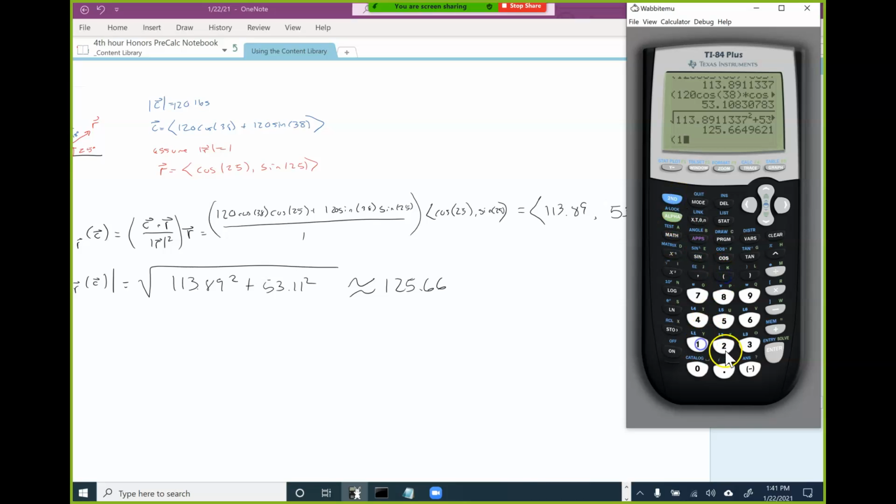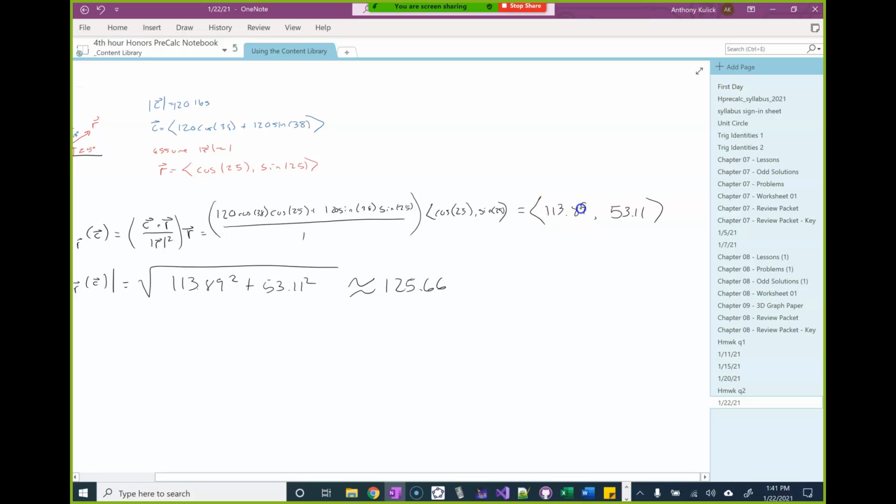All right, so 120 cosine 38 times cosine 25, and then plus 120 sine 38 times sine 25, that's 116. I'll multiply that by cosine 25. That's 105. That would do it.